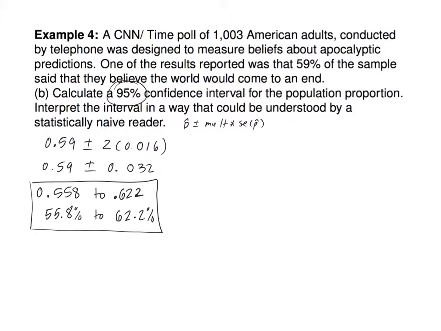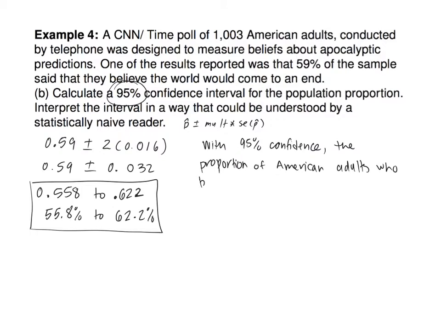Now also interpret this. One thing when you do your interpretation, you should state your confidence level so it's clear to the reader that you did this. The common way to say that is: with 95% confidence, the proportion of American adults who believe the world will end is between 55.8% and 62.2%. Adults does not need to be capitalized there, guys. I bad Englished on you.